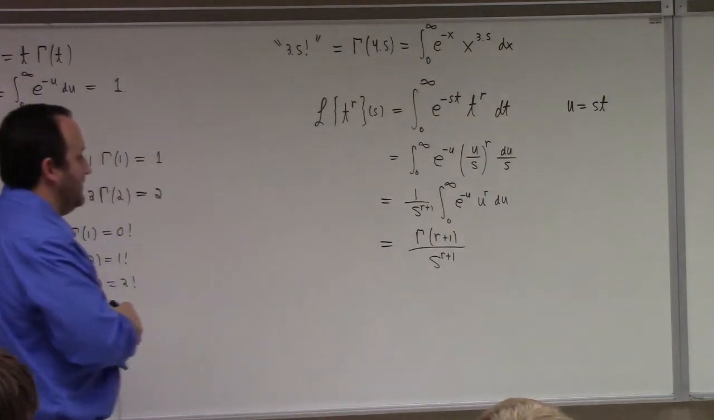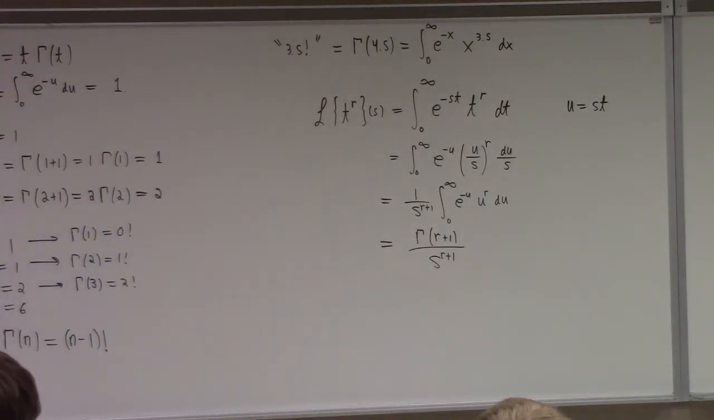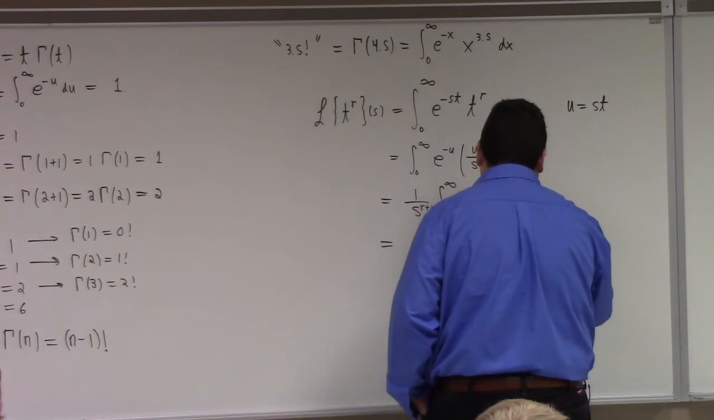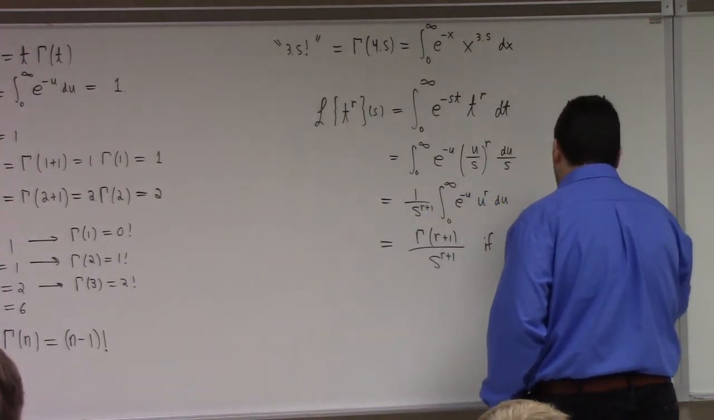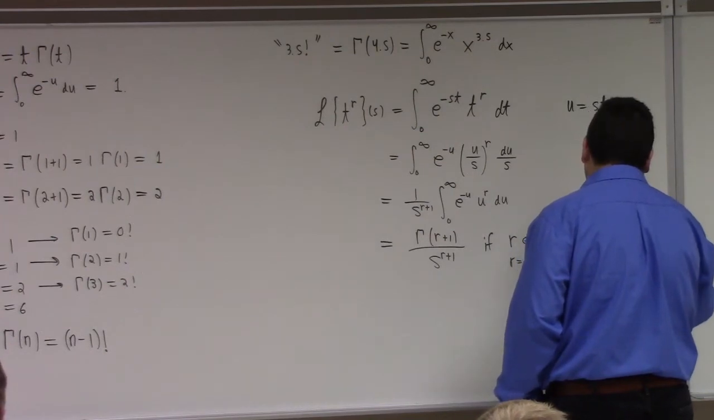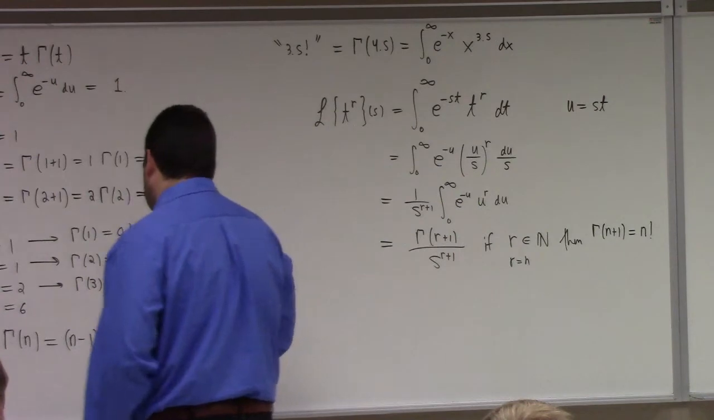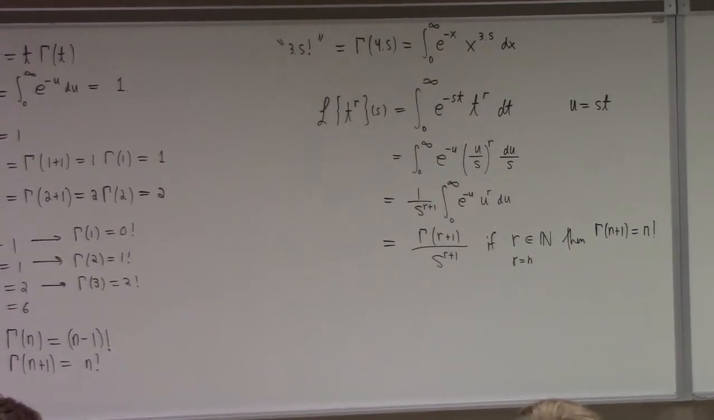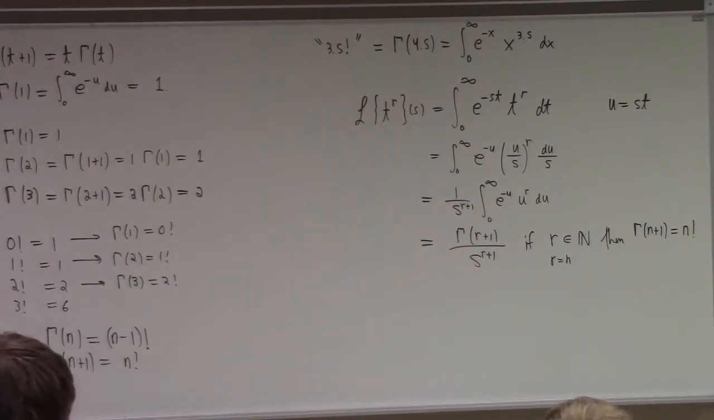And so there you go. That's what we do if we're faced with something like the Laplace transform of the square root. We have to know the value of the gamma function at 1.5. Now, if r is a natural number, let's say r equals n, we get gamma of n plus 1 is equal to n factorial. And so that reproduces what we found previously for whole number powers, by the differentiation theorem. We've looked at this before.